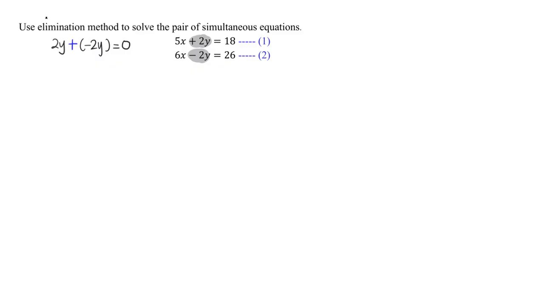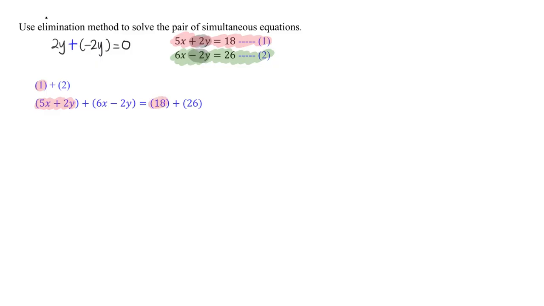Okay? So in this particular example, I am going to plus the two equations together. And this is what you will see. I'm going to color code equation 1 in red and equation 2 in green. And you can then see my red equation 1 plus my green equation 2.